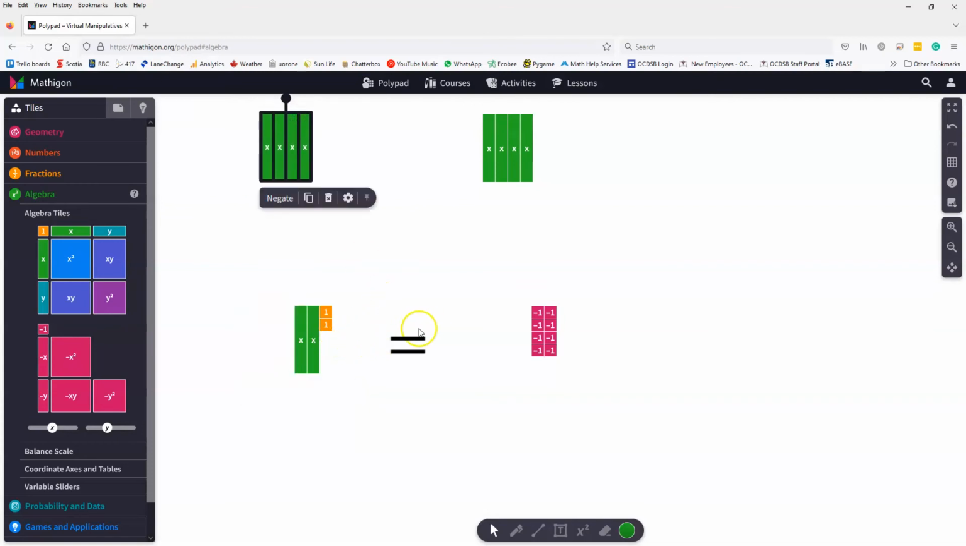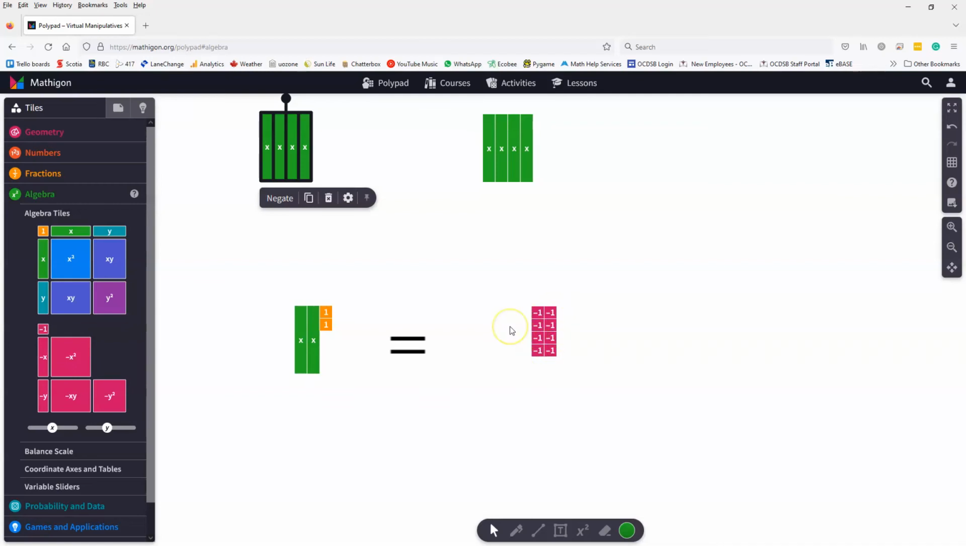Because I've taken the same thing away from both sides, I've still got an equation that is equal. So things have remained in balance. The trick now, though, is that I don't have anything else to cancel out. I've got 2 x's over here. I don't have any more x's on this side. I have 2 positive 1's here, and I only have negative 1's on this side.